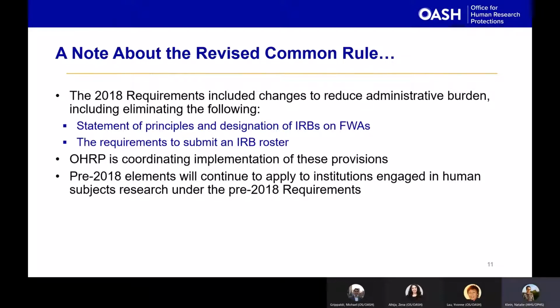Please note that OHRP is working to implement each of these regulatory changes for institutions engaged in research under the 2018 Common Rule. For now, the FWA application still requires identification of ethical principles and IRB designation, both of which I will discuss in more detail later in the tutorial. We expect the pre-2018 requirements will continue to apply to institutions engaged in research subject to the pre-2018 Common Rule.